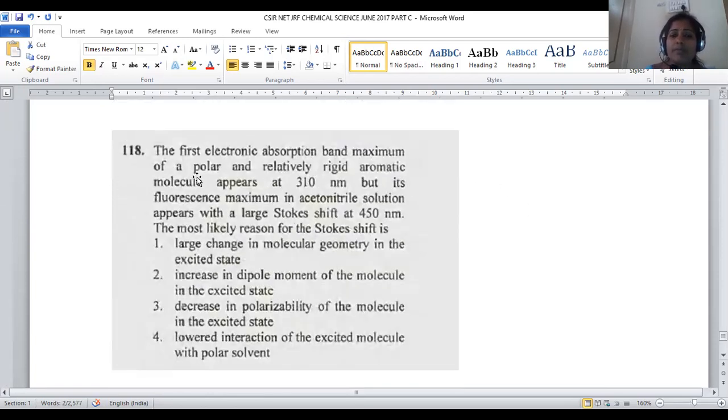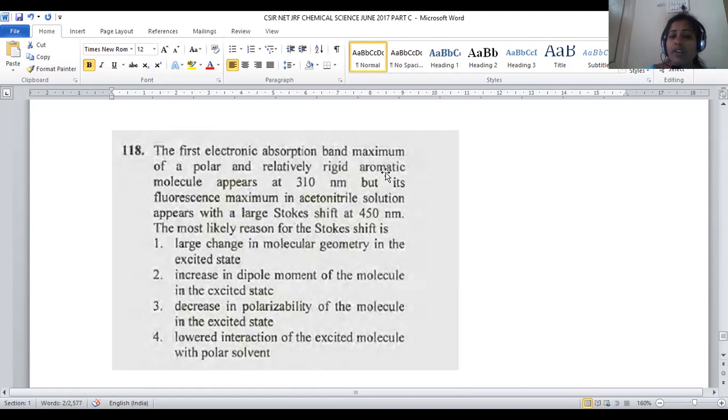The first electronic absorption band maximum of a polar and relatively rigid aromatic molecule appears at 310 nanometers, but its fluorescence maximum in acetonitrile solution appears with a large Stokes shift at 450 nanometers. The most likely reason for the Stokes shift is? So it is a simple basic problem which is based on the polarity of the solvent. Why the shift in this electronic transition values? Lambda max values are possible if you are changing the polarity of the solvent.